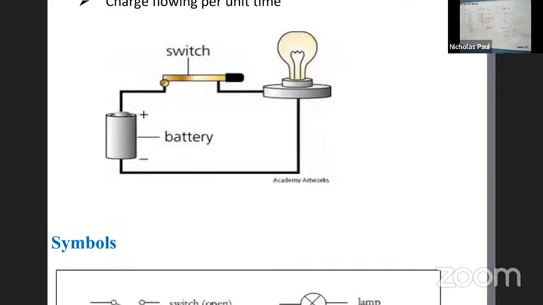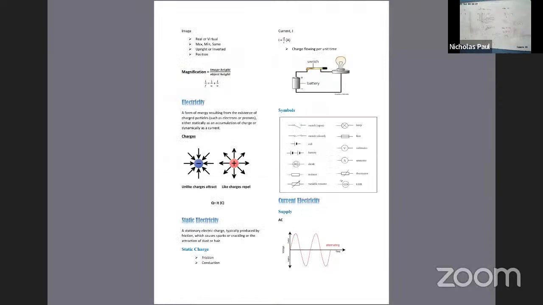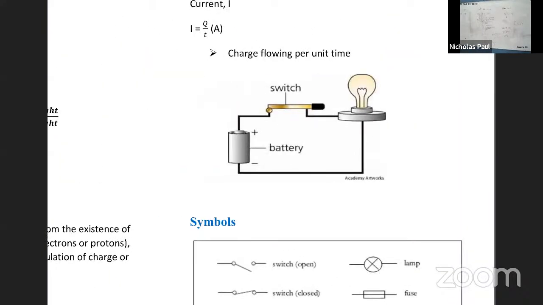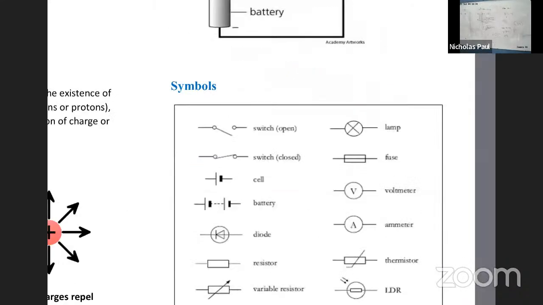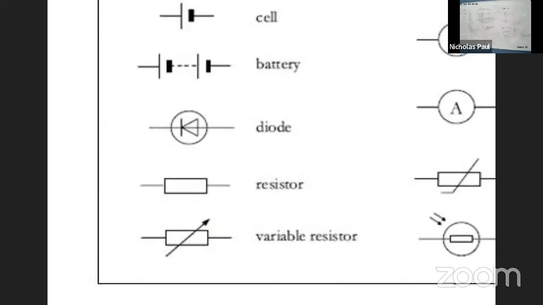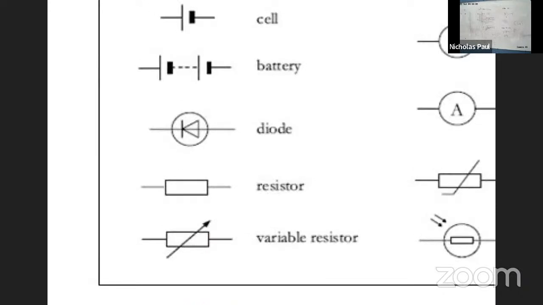All right, so we looked at current, we looked at how to find current, and we looked at how to take a circuit and draw it using circuit symbols only. We were talking about the diode. The diode allows current to flow in one direction only, right?